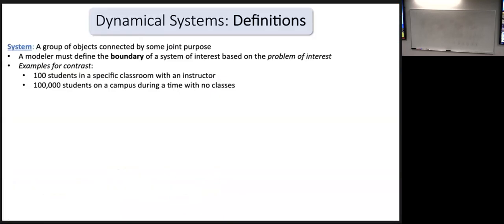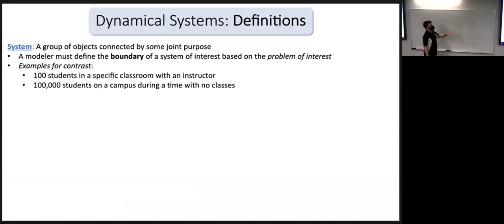So, those general terms. System, I've used this term a lot so far. I'm just going to call a system a group of objects connected for some joint purpose, and you as a modeler have to decide the boundary of the system. So you decide exactly how many elements you're going to put in that system. As an example, if I'm modeling a classroom, it has 100 students in it with an instructor, and that's a lot different than modeling an entire campus. Both of them are systems, but if my question is at the level of a classroom, then I don't need as many details as I need at the level of the campus.